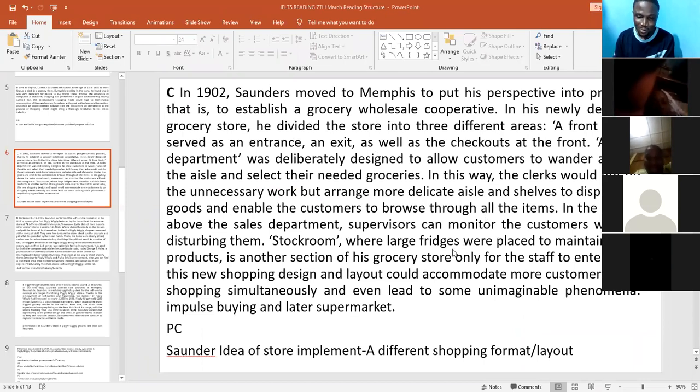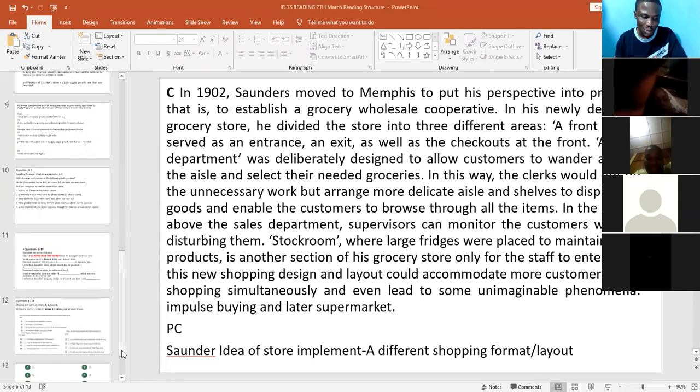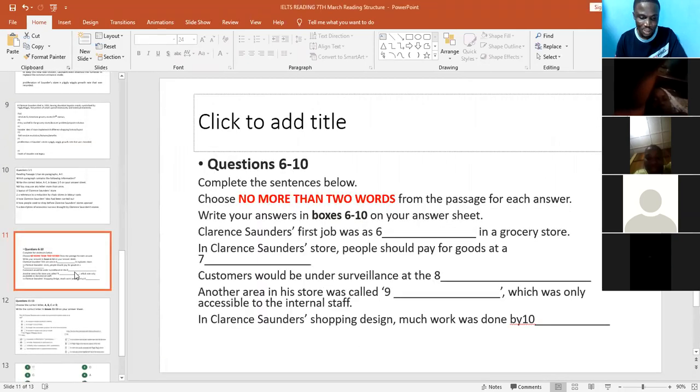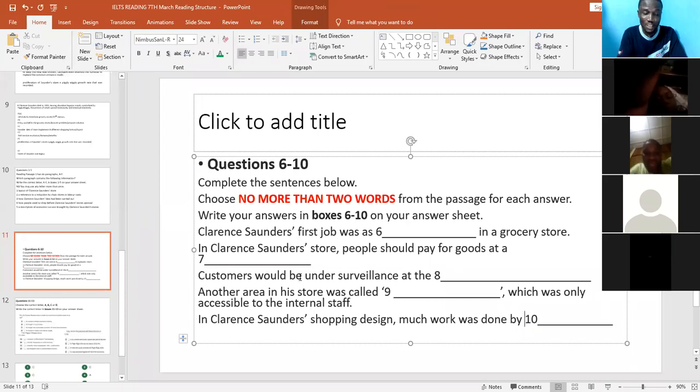Okay, this was it. He said stockroom, where large fridges were placed in the main fresh products, another section of the grocery store only for staff. Though I couldn't remember it, I know that's where they described the store in detail. Much work was done by customers, because that was the purpose from the beginning. So we've been able to answer 10 straight questions without stress.